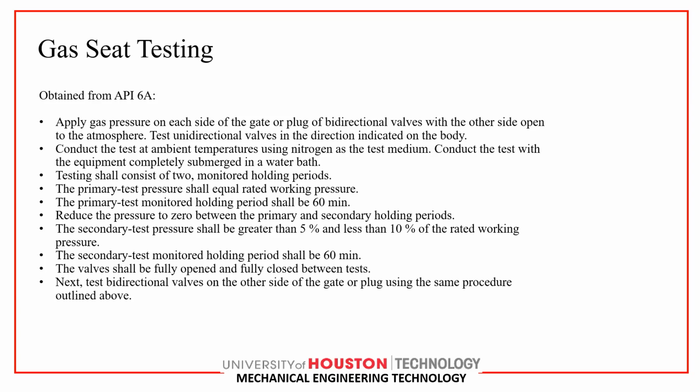Reduce the pressure to 0 between the primary and secondary holding periods. The secondary test pressure shall be greater than 5% and less than 10%, between 5 and 10% of the rated working pressure. So I already talked about the primary, and the secondary test monitored holding period shall be 60 minutes. The valve shall be fully open and fully closed between tests. Finally, test bidirectional valves on the other side of the gate or plug using the same procedure outlined above.